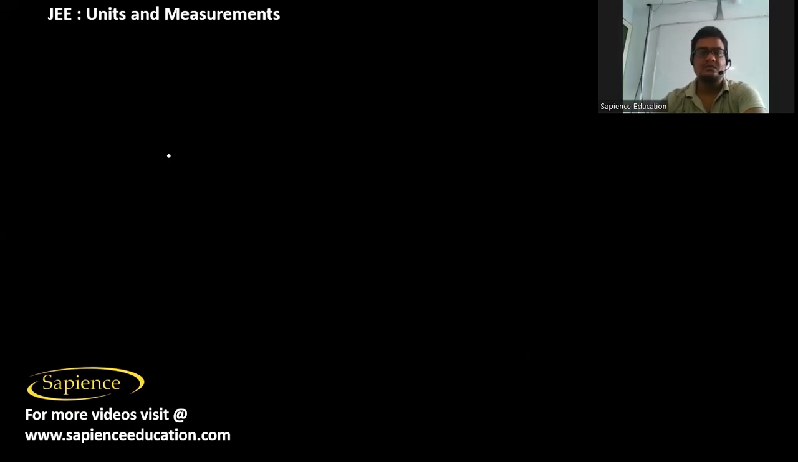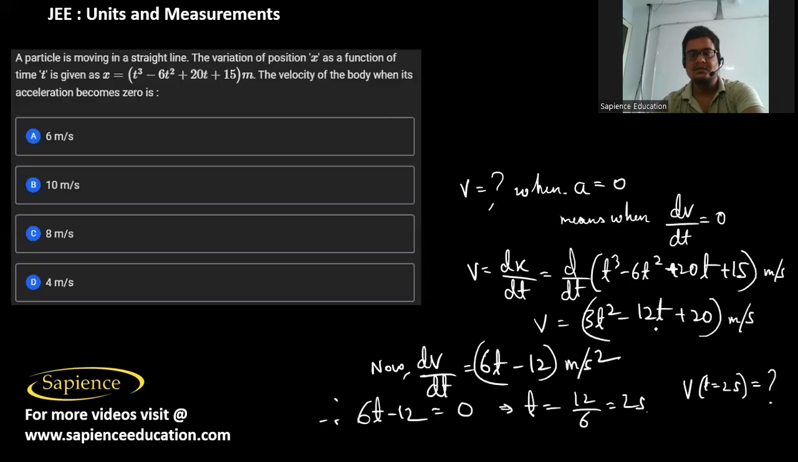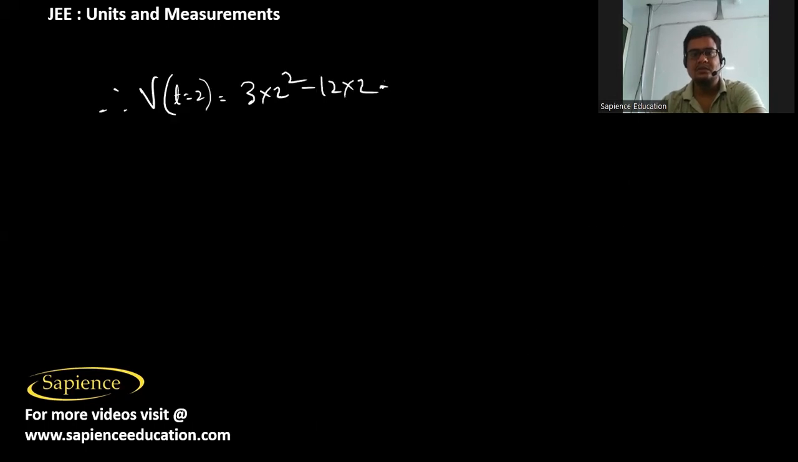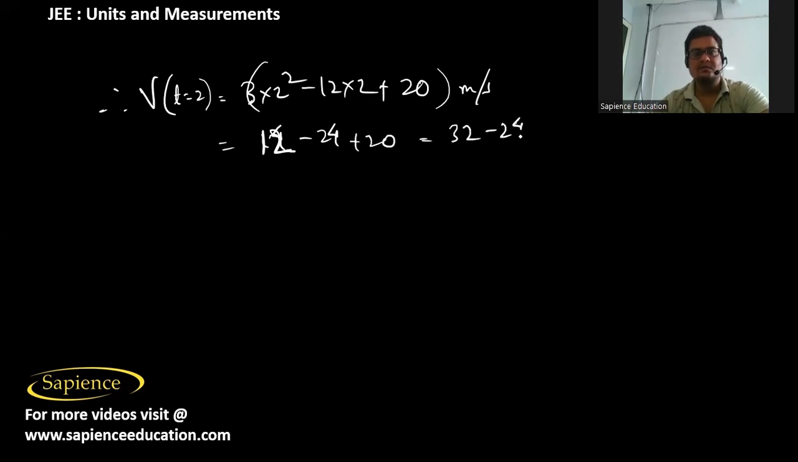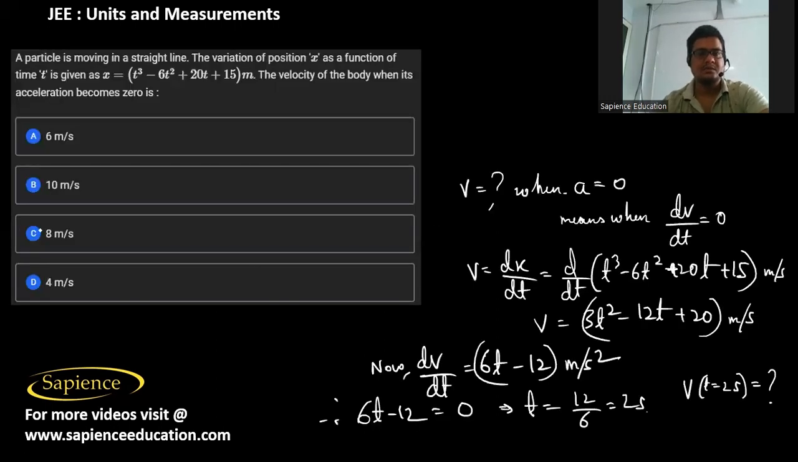So therefore the velocity at t equal to 2 seconds will be equal to 3 into 2 square, since it is 3t square minus 12t, 12 into 2 plus 20, this much meter per second. So that will be equal to 3 4s are 12 minus 24 plus 20. So that will be 32 minus 24, that is equal to 8 meter per second. So option C is the correct answer.